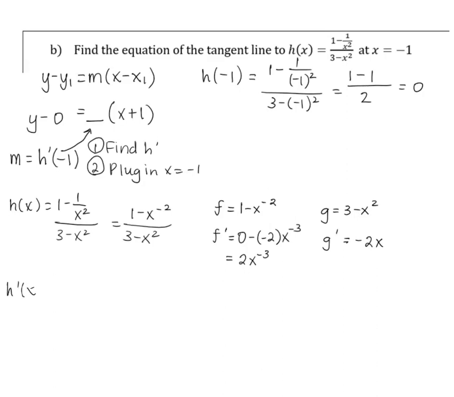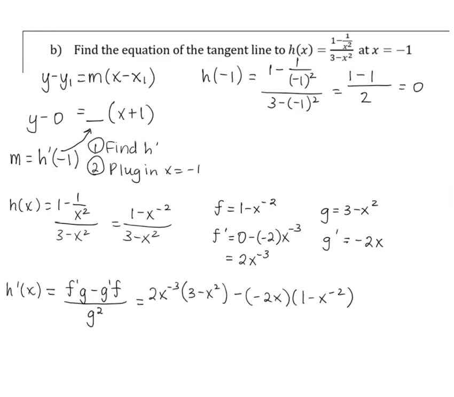I'm now going to begin to calculate h prime using the quotient rule of f prime g minus g prime f all over g squared. So plugging in f prime, which is multiplied by g. From that, we subtract g prime, which is multiplied by f. And this is all divided by g squared.